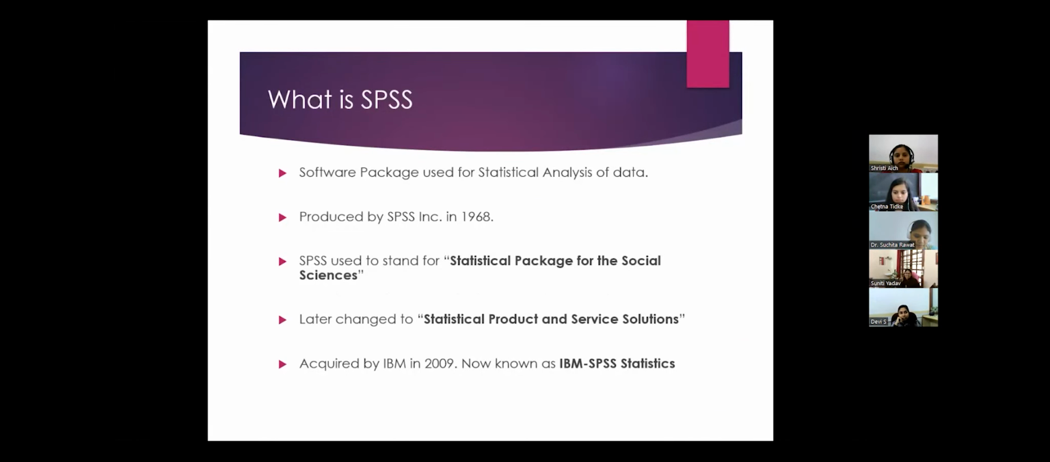Now, SPSS is no longer Statistical Package for the Social Sciences. It is Statistical Product and Service Solutions. Dr. Shrishti has already told you the brief about SPSS, and now it's IBM owned. The latest version that we would use today is SPSS version 22.